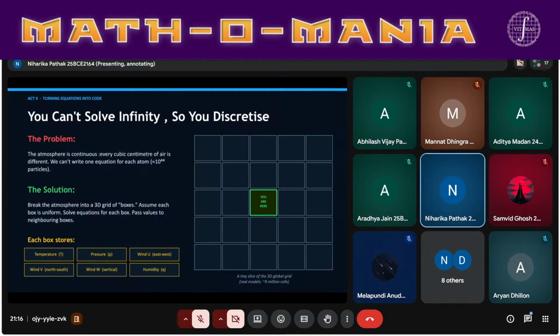So stay with me. We divide the entire atmosphere into a 3D grid of boxes. Each box gets one set of values, which can be temperature, pressure, humidity, wind in all three directions. So we assume that this box is uniform. And then we solve the equations for each box and pass the results to neighboring boxes. Think of it as Minecraft.